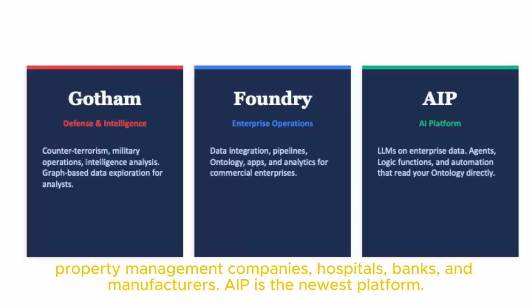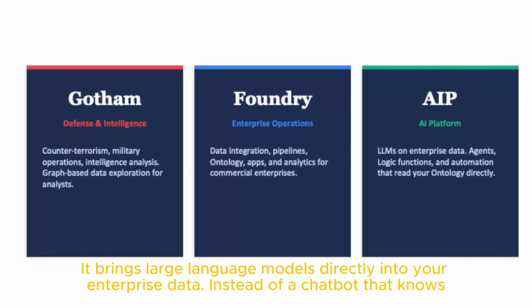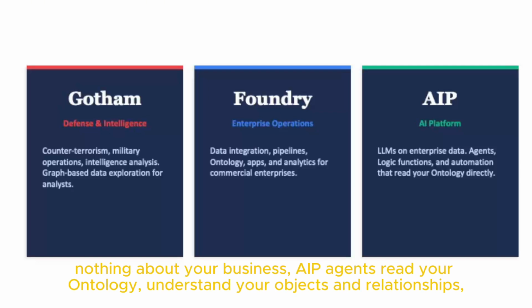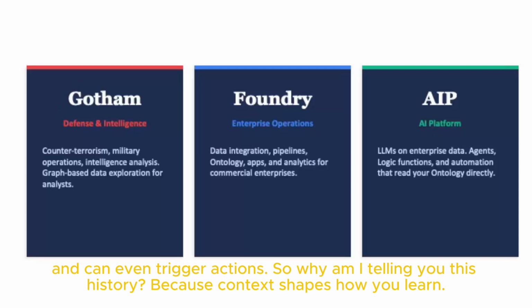AIP is the newest platform. It brings large language models directly into your enterprise data. Instead of a chatbot that knows nothing about your business, AIP agents read your ontology, understand your objects and relationships, and can even trigger actions.